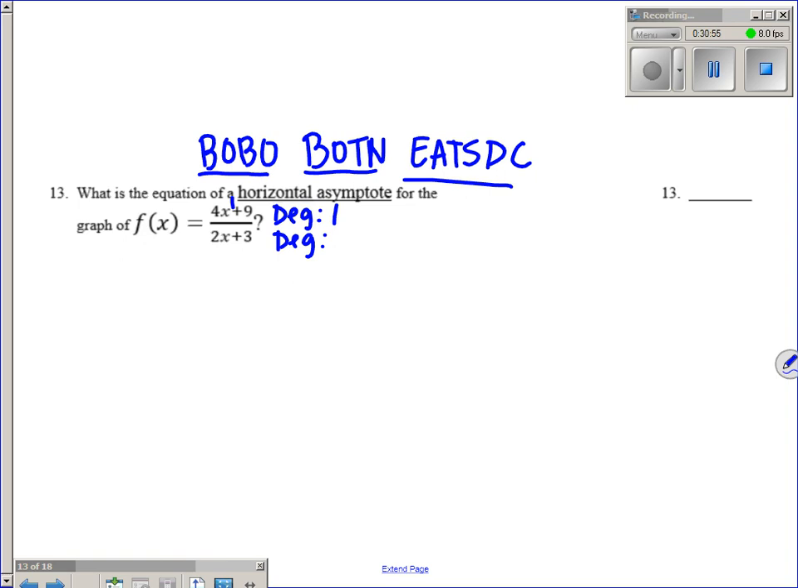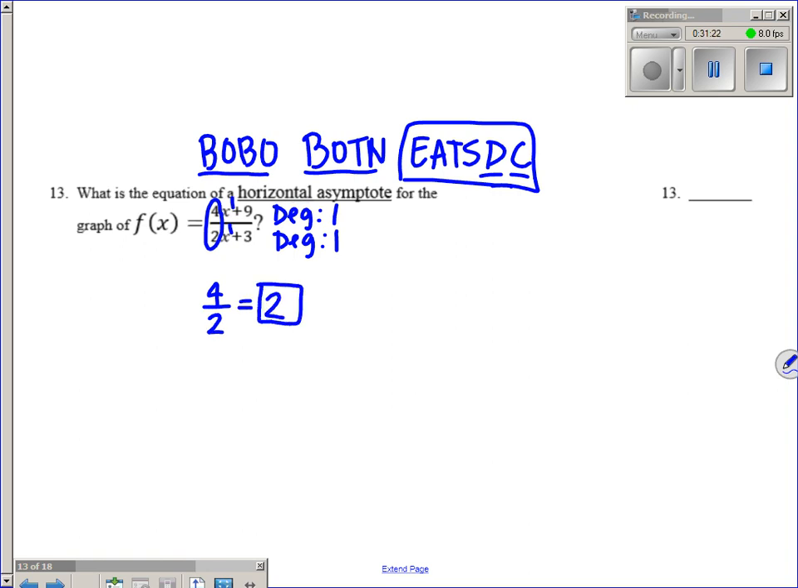Same thing with the bottom. We have a plain x, so the exponent is a 1, so the degree is a 1. Which means exponents are the same, divide coefficients. Well, hopefully you notice the coefficients are 4 and 2. Remember, coefficients are the numbers in front of the x. So if we do 4 divided by 2, we get 2.